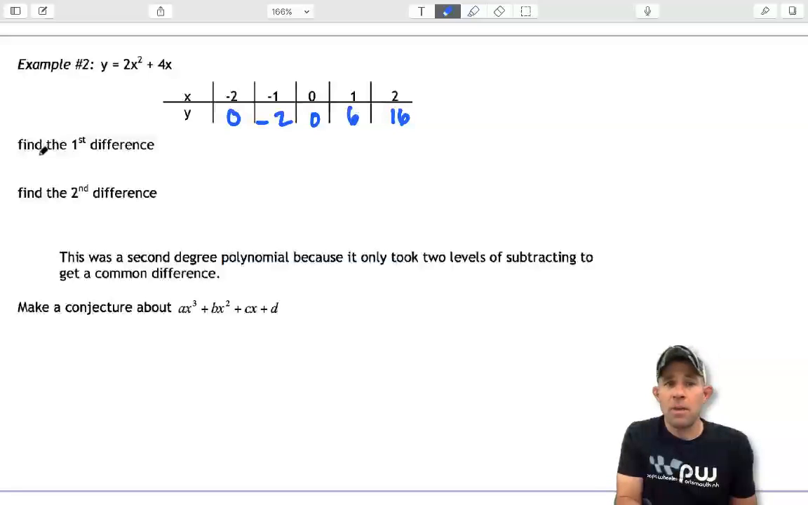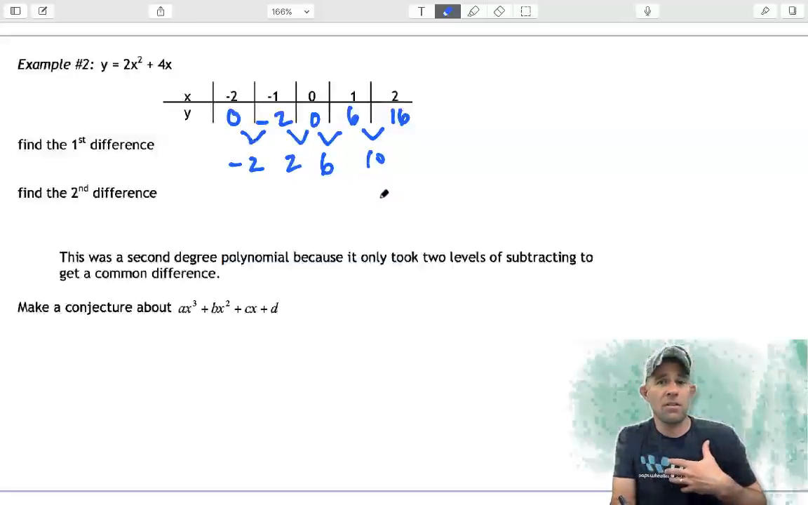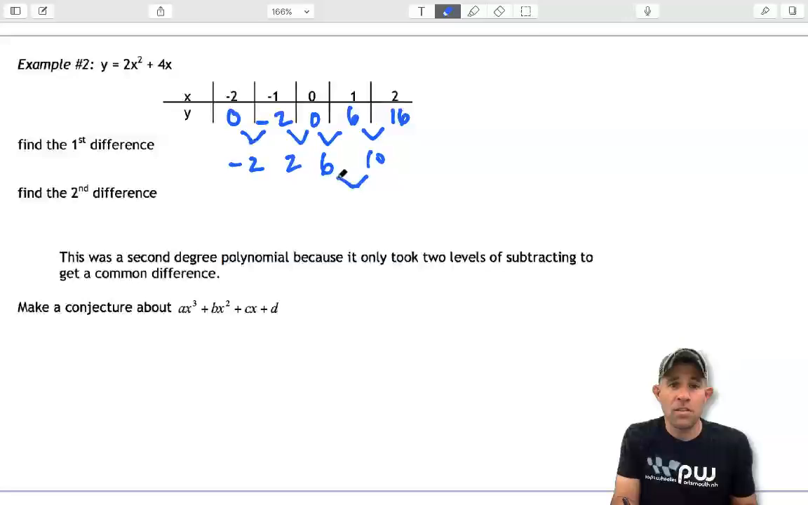All right, let's start by finding the differences in the y values. 16 minus 6 is equal to 10. 6 minus 0 is equal to 6. 0 minus -2, make sure I got that right here, is 2. And then -2 minus 0 is -2. All right, so we can see that our first differences are not the same. Let's find the second differences.